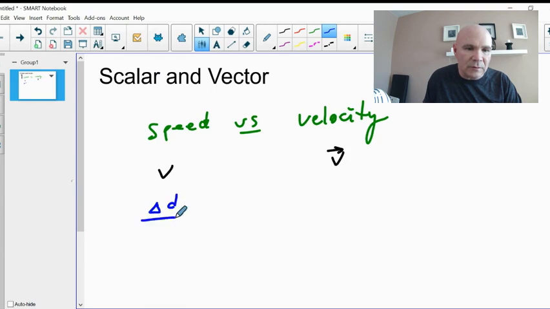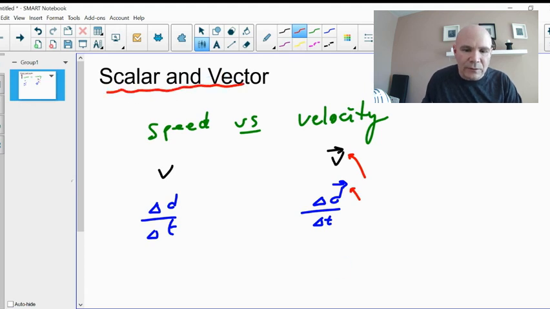Speed, as we discovered earlier, is the change in distance over the change in time. Velocity is the change in displacement over the change in time. So the difference really is this arrow. And what that arrow relates to is the difference between scalars and vectors.